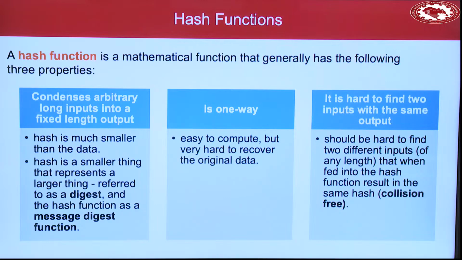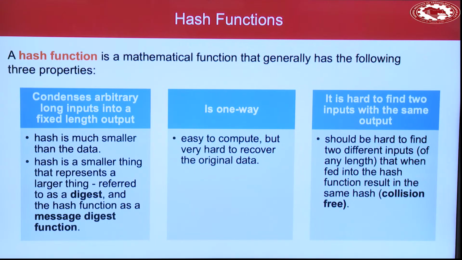Fixed outcome means it belongs to the same range. Yes? Is it one way? If you're saying 13 modulo 12, which is 1, having 1, can you derive that it was 13? No, so it's holding this property. Yeah? How about the third one? For any two different inputs, does it have the same outcome?